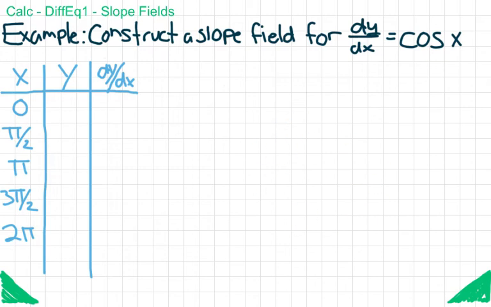If we plug 0 into cosine, we get 1. If we plug pi over 2 into cosine, well, cosine of pi over 2 is 0. Cosine of pi has reached its minimum. Cosine of 3 pi over 2 is also 0. And cosine of 2 pi is 1. Oh my goodness, I put those in the y column, sorry about that. What I meant to write for the y is anything, any value.